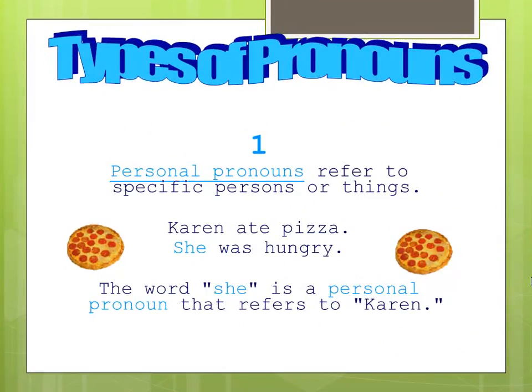So personal pronouns refer to specific persons or things. That's why they're called personal, meaning they take the place for the person or thing. So Karen ate pizza. She was hungry. She is a personal pronoun for Karen. And that makes me really hungry right now.